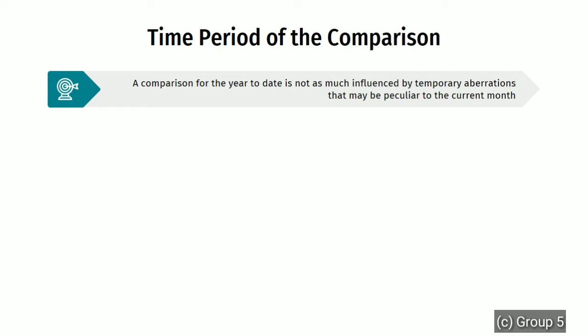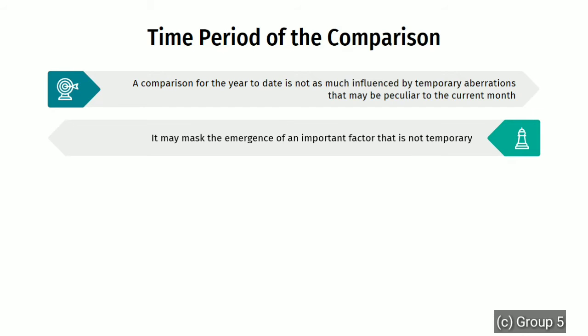A comparison for the year to date is not as much influenced by temporary aberration that may be peculiar to the current month. Therefore, that need not be of as much concern to management. On the other hand, it may mask the emergence of an important factor that is not temporary.